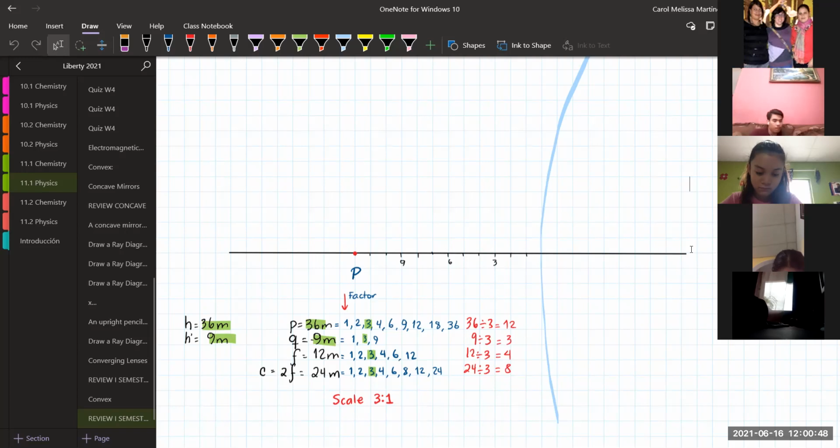My image is going to be 3 units. Remember, because it's negative, it's going to be 3 units behind the mirror, okay? So this is going to be 1, 2, 3 units behind the mirror. This is my point Q. Now I need to locate my focal. My focal point is 4 units behind. Now this is the point that matters. So this is the focal point.